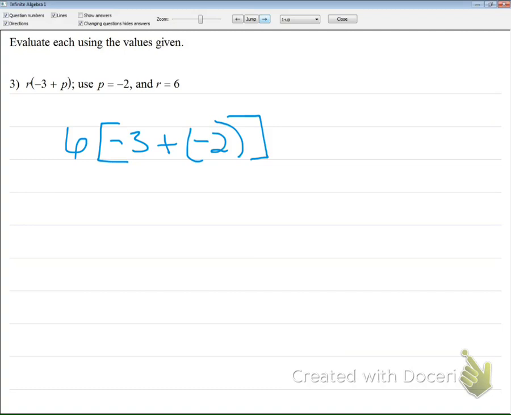Now I have the problem. Because I had that variable in parentheses, I could put the dot in between there. I have 6 times the quantity of negative 3 plus negative 2. So negative 3 plus negative 2, those are the same sign, so I have to add, equals negative 5. Bigger sign wins. And 6 times negative 5, well, 6 times 5 is 30. And those are opposite signs, right? We have a positive and a negative. Oh, that doesn't look too happy. Our answer is negative.